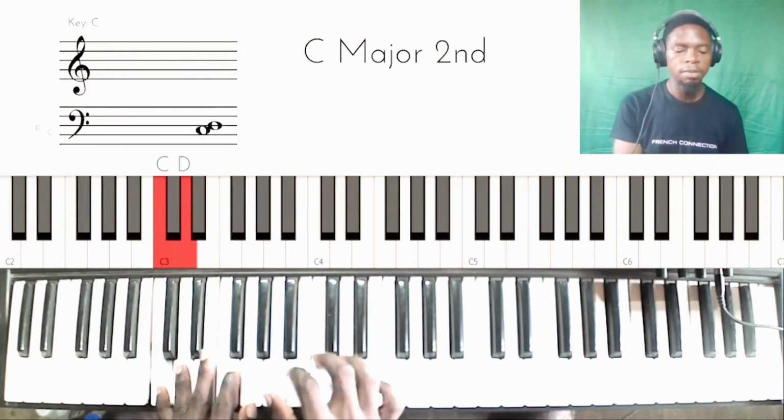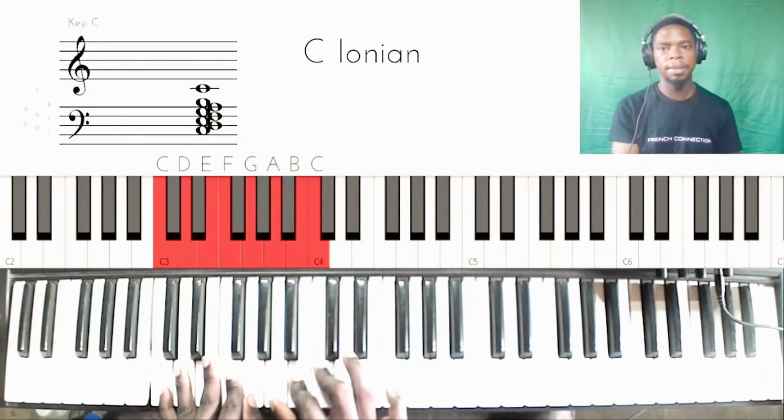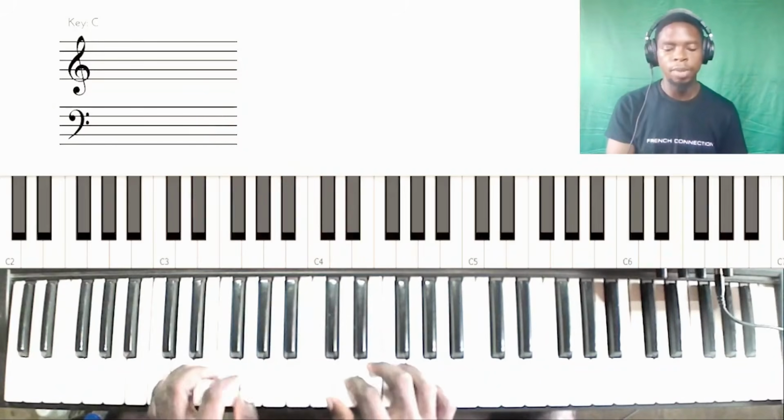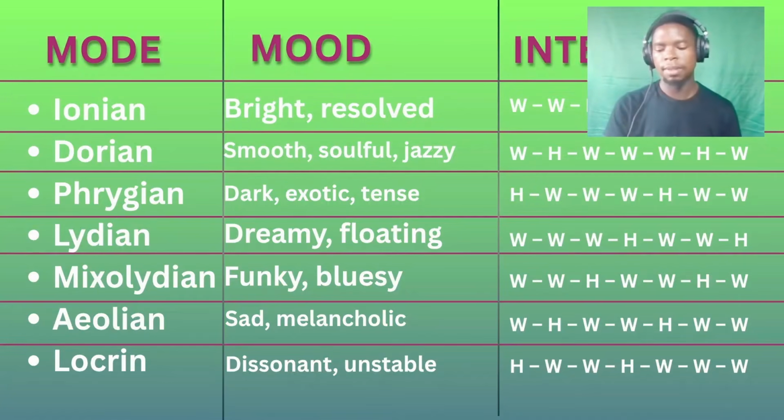So what that gives us is the C Ionian. Now the mode is bright. And I must say that a lot of songs use this mode. Right. Now let's go to the second degree.